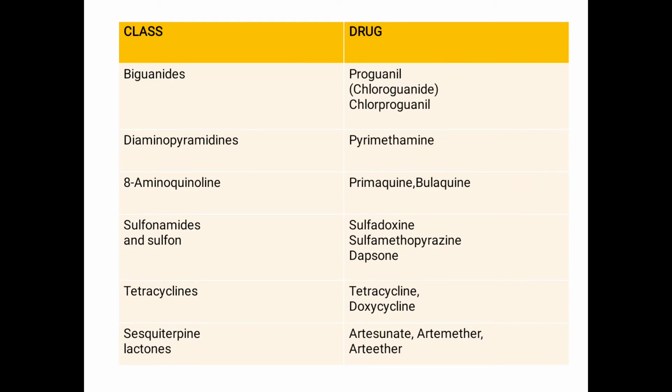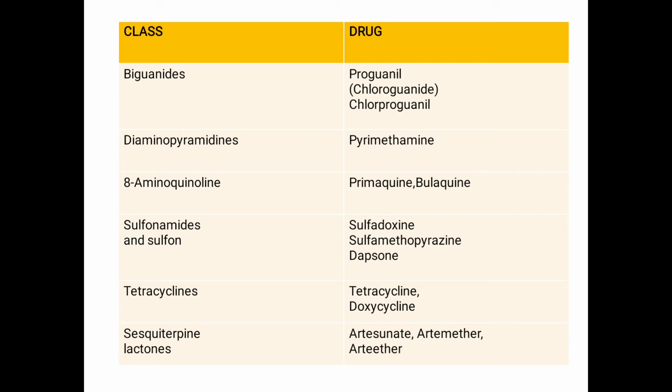Biguanides such as proguanil and chlorproguanil are also used for the management of malaria, and diaminopyrimidines such as pyrimethamine, 8-aminoquinoline drugs such as primaquine, bulaquine, and sulfonamides and sulfones such as sulfadoxine, sulfamethoxypyrazine, and dapsone can also be used for the management of malaria.